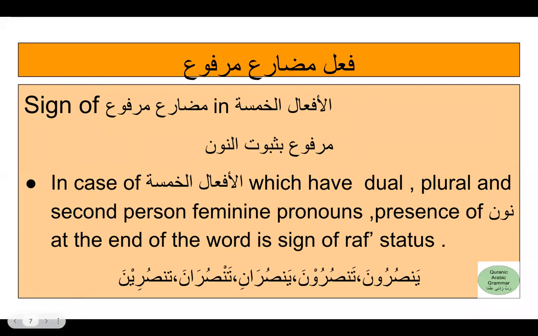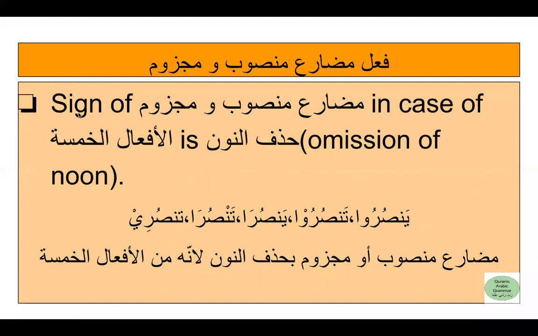In case of mudari mansub or majzoom, you will see that noon gets omitted, or there will be hadhf of noon. So, yansuru, tansuru, yansura, tansura, tansuri. There is no noon at the end. And your mudari is labeled as mudari mansub or majzoom بحذف النون لأنه من الأفعال الخمسة.